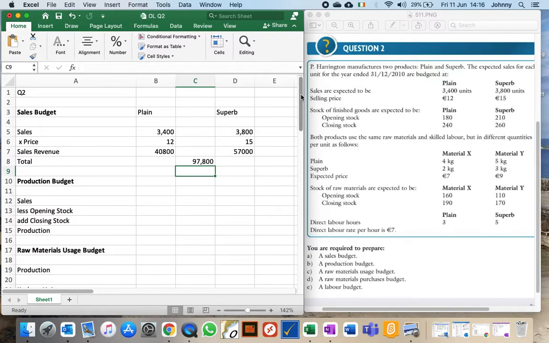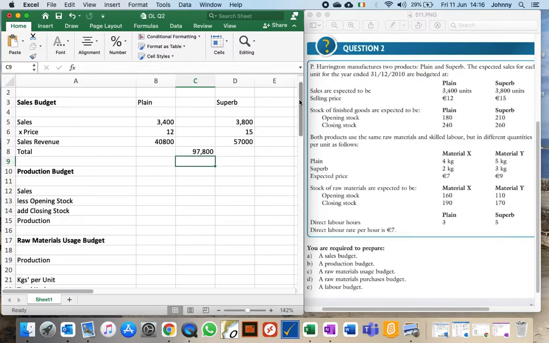Now our production budget. This is the number of units we want to make. So we start with our sales in both cases. And then we need to take into account how many have we already made and how many extra do we want to make to have as closing stock, and that will dictate the amount that we actually make. So our opening stock of finished goods for plain is 180 and closing stock is 240, and for superb 210 and 260.